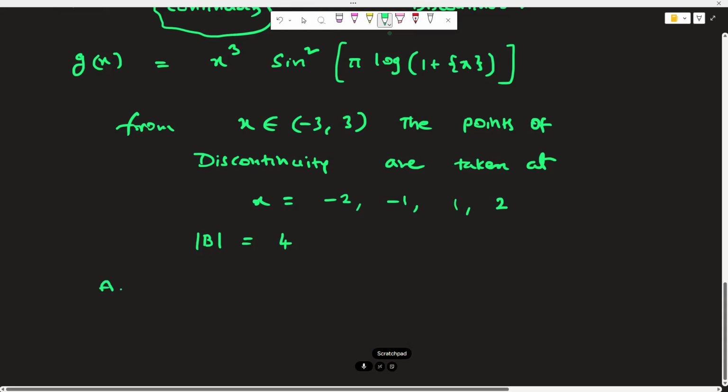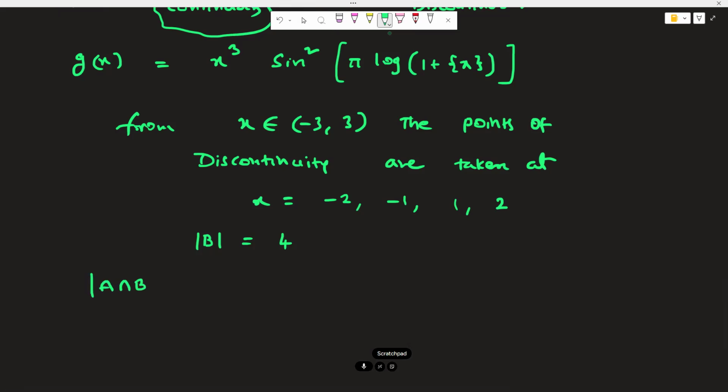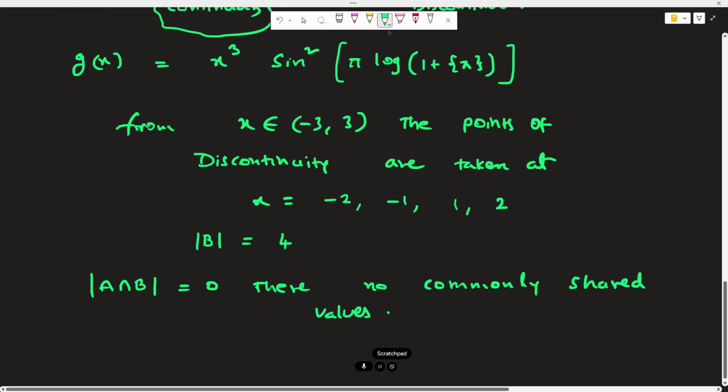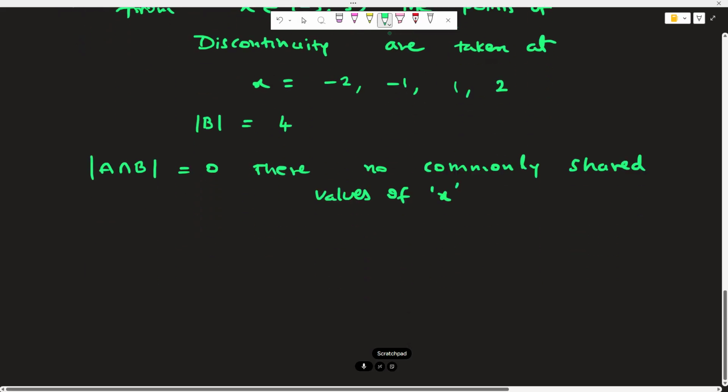So coming to the point of A intersection B, norm A intersection B is 0. Why? Because there are no commonly shared values of x. Okay. So it's very easy to finalize the problem.